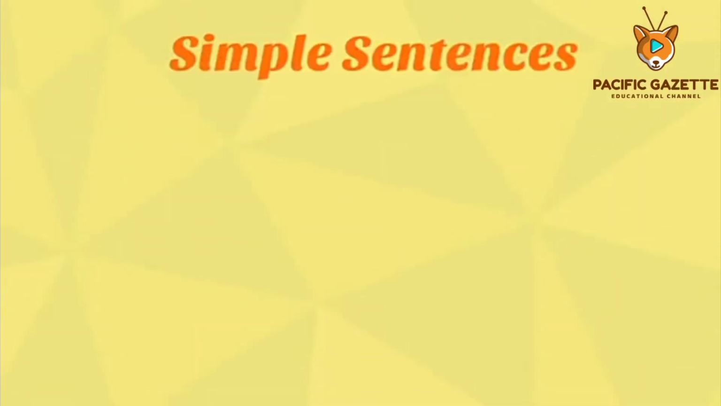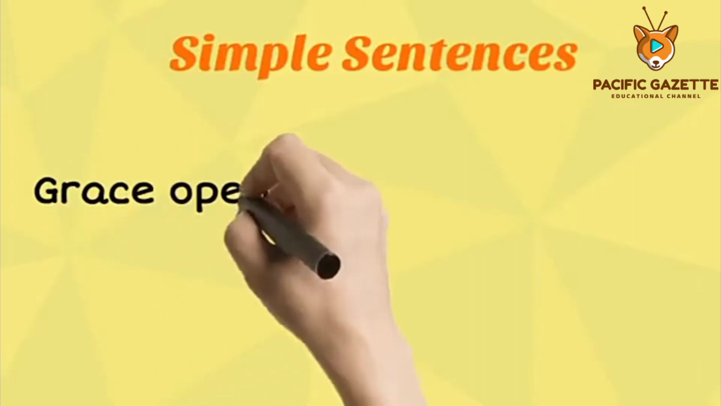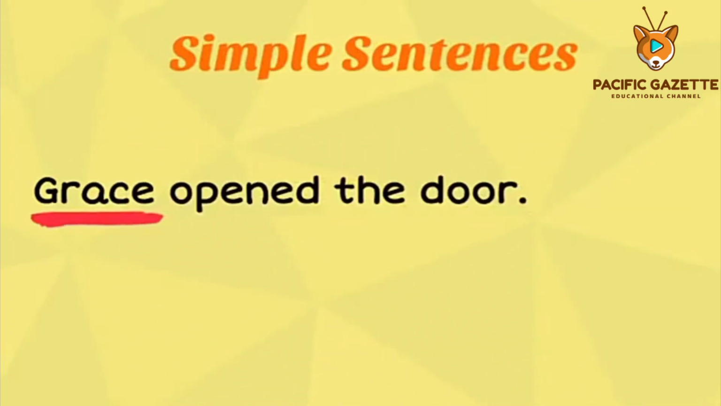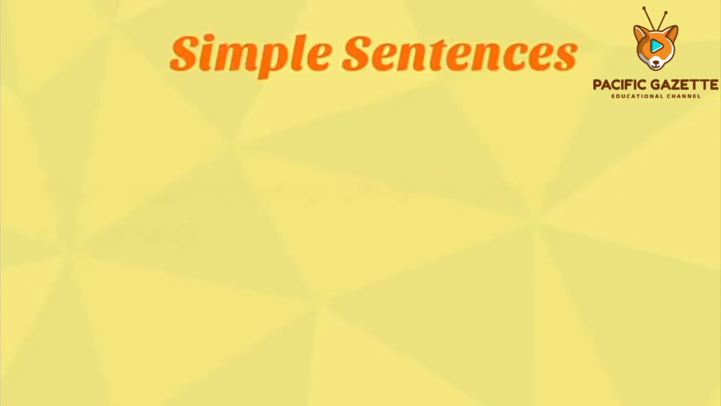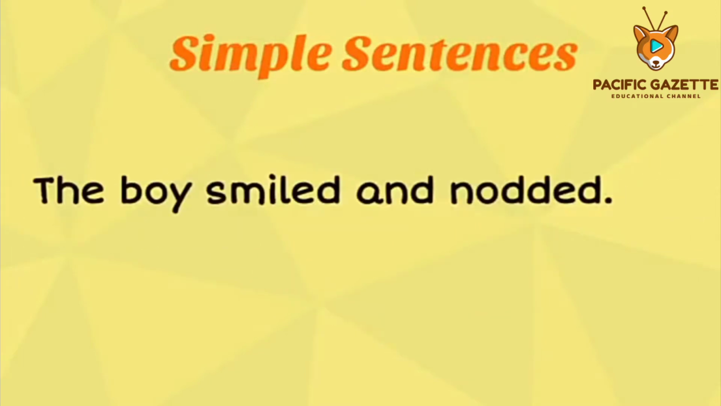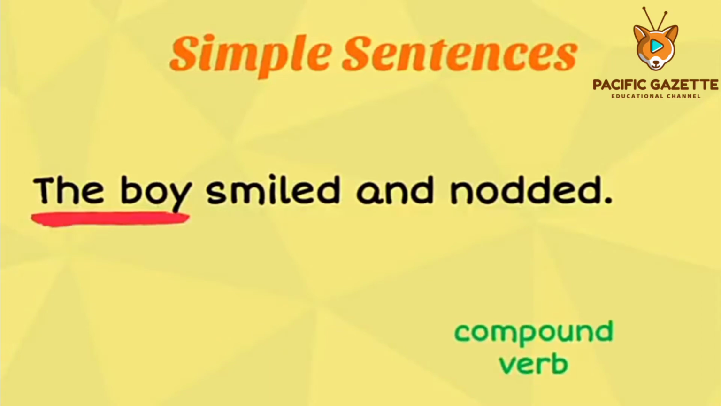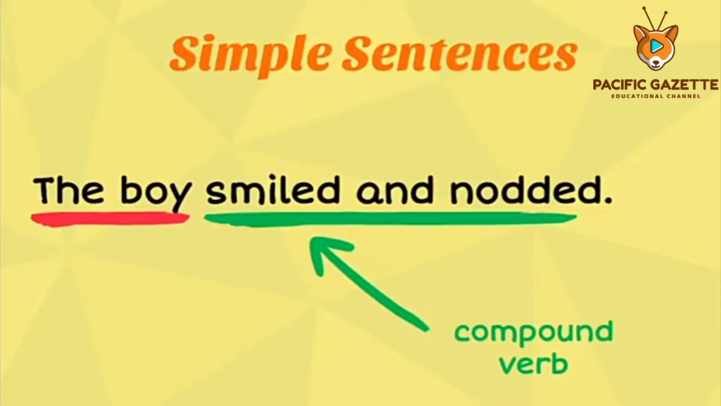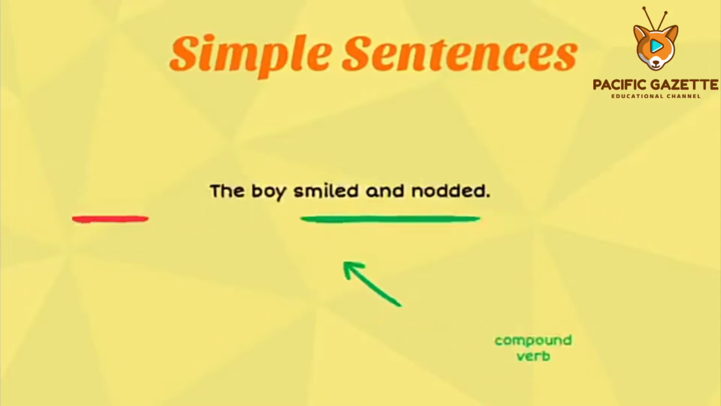Let us have some examples of simple sentences. Grace opened the door. Grace is the subject and opened is the verb. Next example. The table and chairs need to be cleaned. Table and chairs is a compound subject and need is our verb. Next example. The boy smiled and nodded. Our subject is the boy, and we have a compound verb, smiled and nodded.